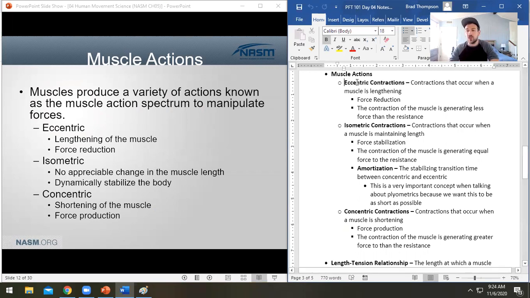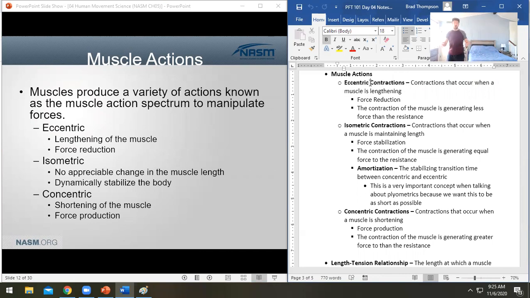Eccentric contractions are contractions that occur when a muscle is lengthening. Let's say I roll my sleeve up, and my bicep is all bunched up right now. If I lengthen out that muscle, see how it went from being bunched up to being pulled apart. That's an eccentric muscle action. Eccentric contractions are associated with force reduction. If I've got a super heavy weight in my arms and I'm reducing that force as it goes down to the ground, that's an eccentric contraction.